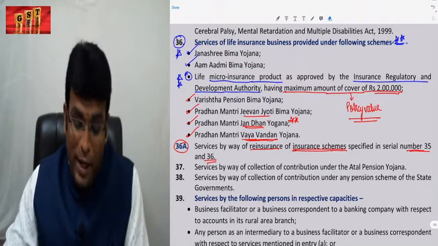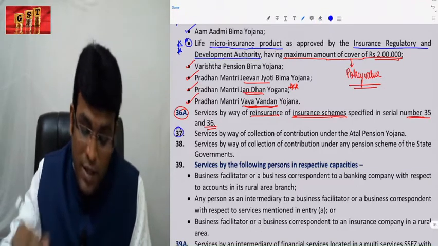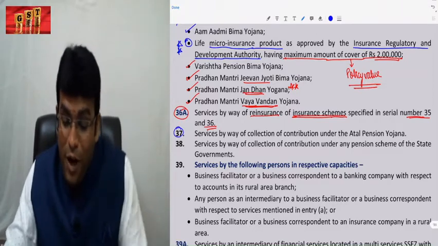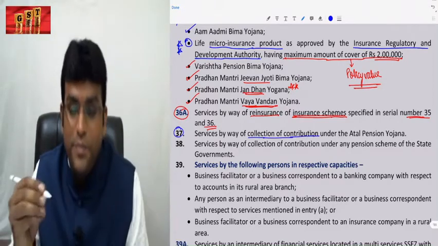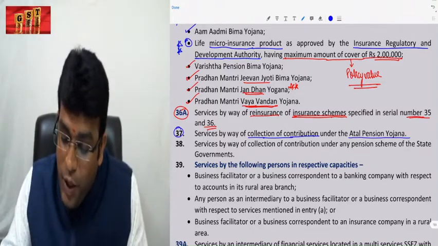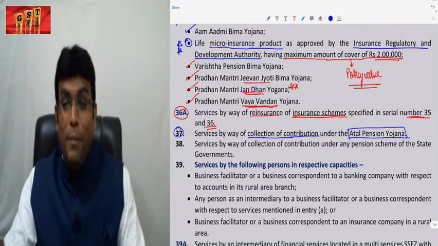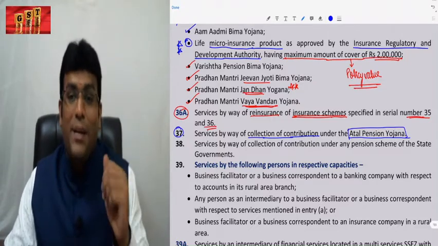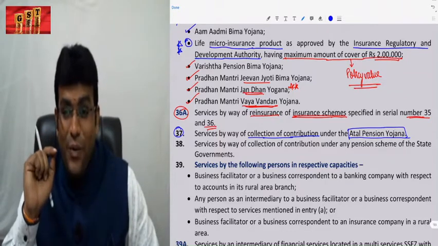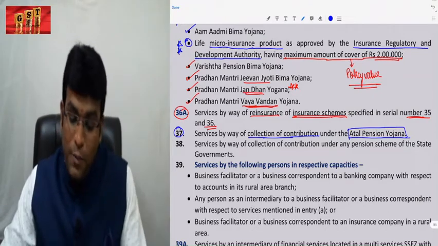So, friends, now let's look at point number 37, my dear friends. Come on. What does 37 talk about? 37 talks about services by way of collection of contribution under Atal Pension Yojana. A very, very interesting pension scheme founded by the government, and the name is Atal Pension Yojana because this pension scheme was named after our great leader Atal Bihari Vajpayee. That's where the scheme is named Atal Pension Yojana. Getting clarity, friends? Good. Next point.